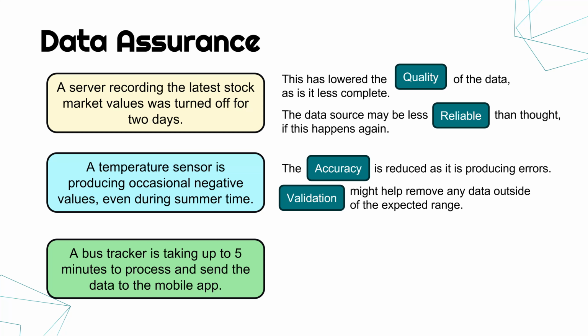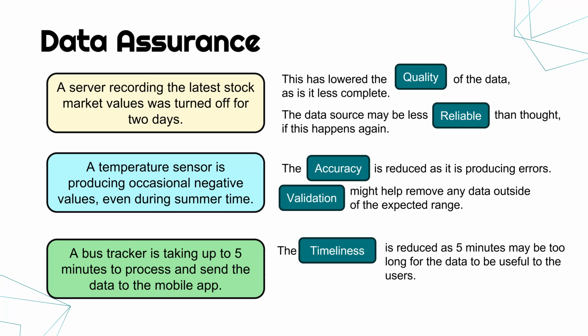And let's say a bus tracker is taking up to 5 minutes to process and send the data to a mobile app. How useful is that based on our different properties? Well, the most relevant there perhaps is the timeliness. It's taking up to 5 minutes to get this data. Thinking about that scenario, if you're waiting for a bus, it might come in less than 5 minutes. Therefore, that might be too long for the data to actually be useful to the users. We might need it to be accessed a lot faster.